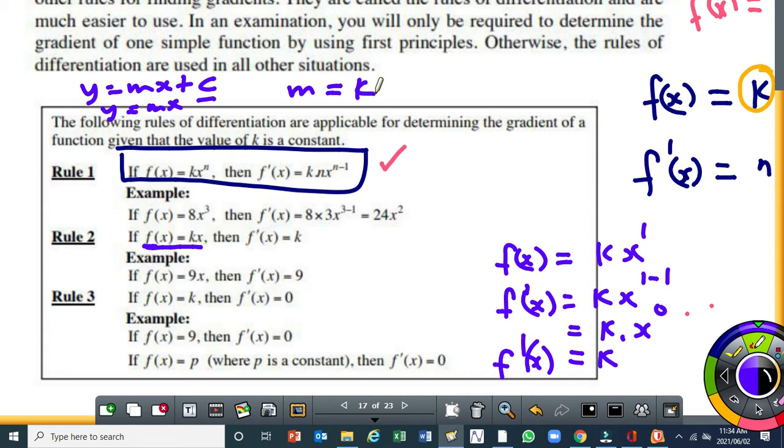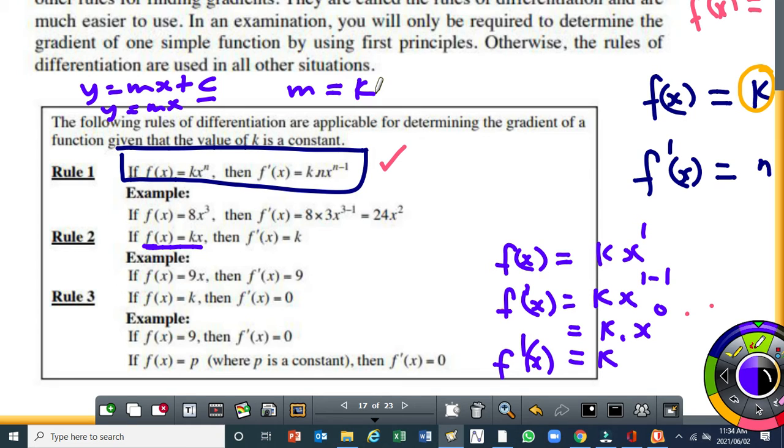Remember, the derivative is a gradient. I'm just going to repeat that the derivative is also the gradient of the function. The two are the same. It's just that the terminology used is different. The word derivative is a calculus definition of gradient.